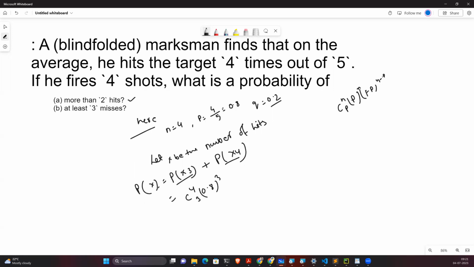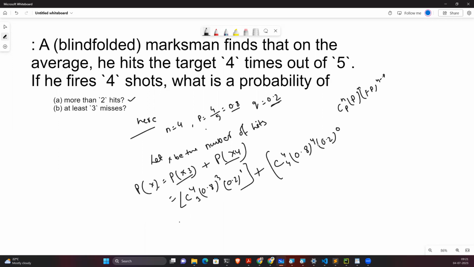And what is the probability of the miss? 0.2. See, if you add these two things, it will always be 1. So 0.8 is the probability of success, and the probability of failure is 0.2. So 0.2 to the power 4 minus 3, which means 1. Okay. Similarly, now the probability of X equals 4: 4C4 times 0.8 to the power 4 times 0.2 to the power 0.